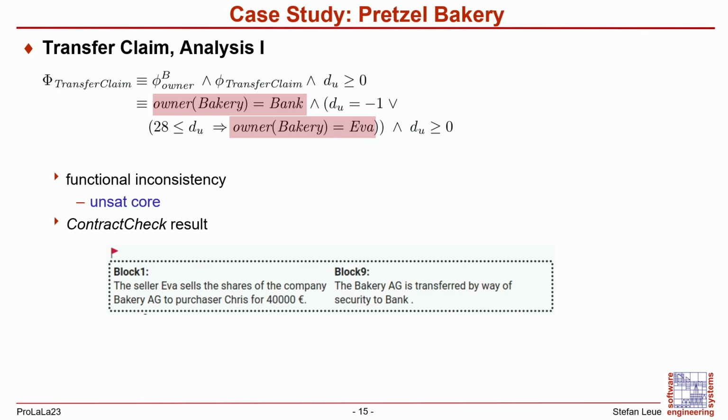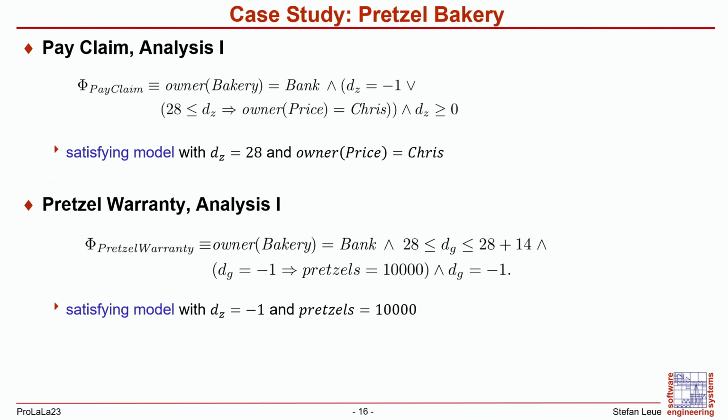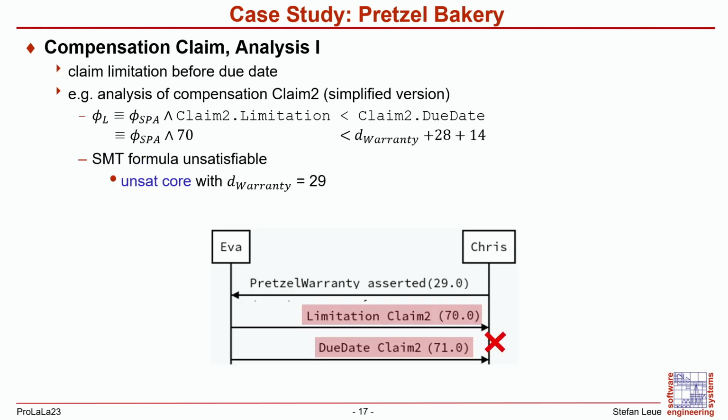But using functional consistency reasoning with uninterpreted functions, the SMT solver is going to show us this inconsistency, and so it would red flag and say these two blocks in the contract are in contradiction, obviously. We have pay claim analysis, pretzel warranty analysis. We're getting satisfying models, and the great thing is that the SMT solver is actually providing satisfying models, and thereby it's showing us possible executions of these claims.